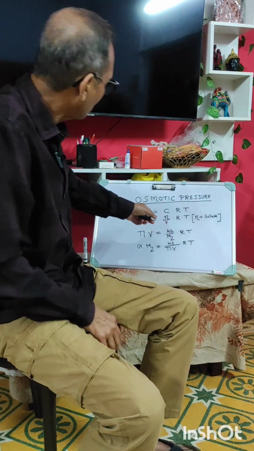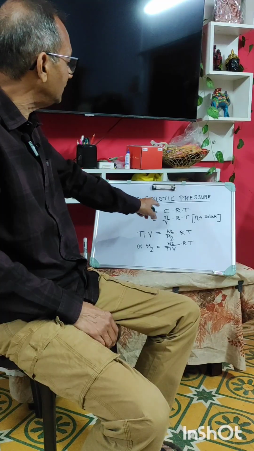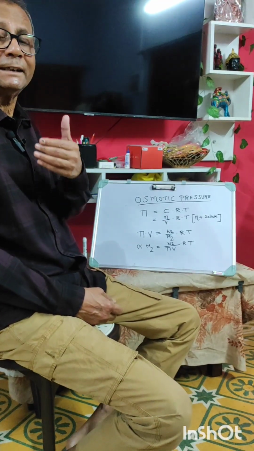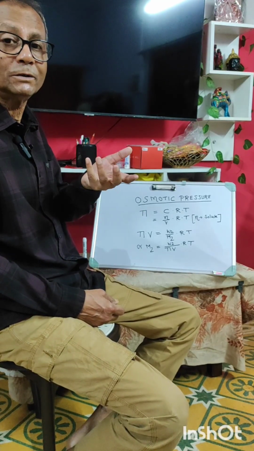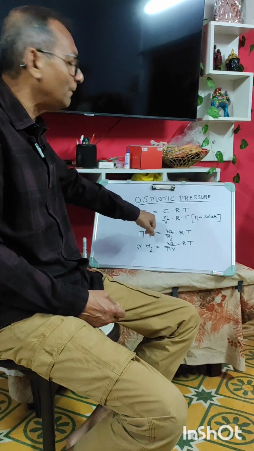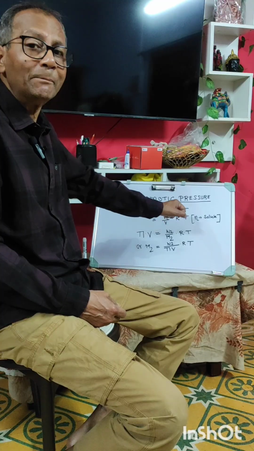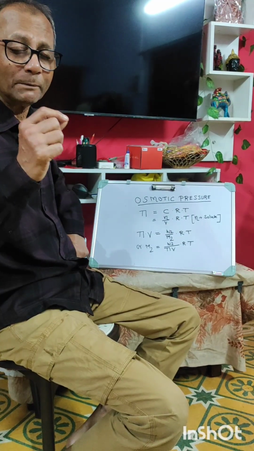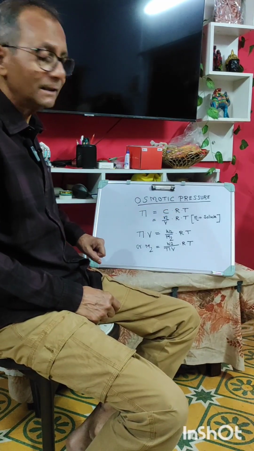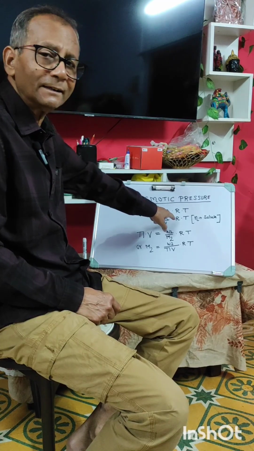Now we follow the board. Osmotic pressure is denoted by pi. This pi is equal to CRT. What is C? C is the concentration. Concentration in what form? Number of moles per volume, so that is n by V. R is the universal gas constant. T is the temperature, because this osmotic pressure usually depends on temperature. Higher the temperature, higher is the pressure. Higher the mole concentration, higher is the pressure. And R is a constant.